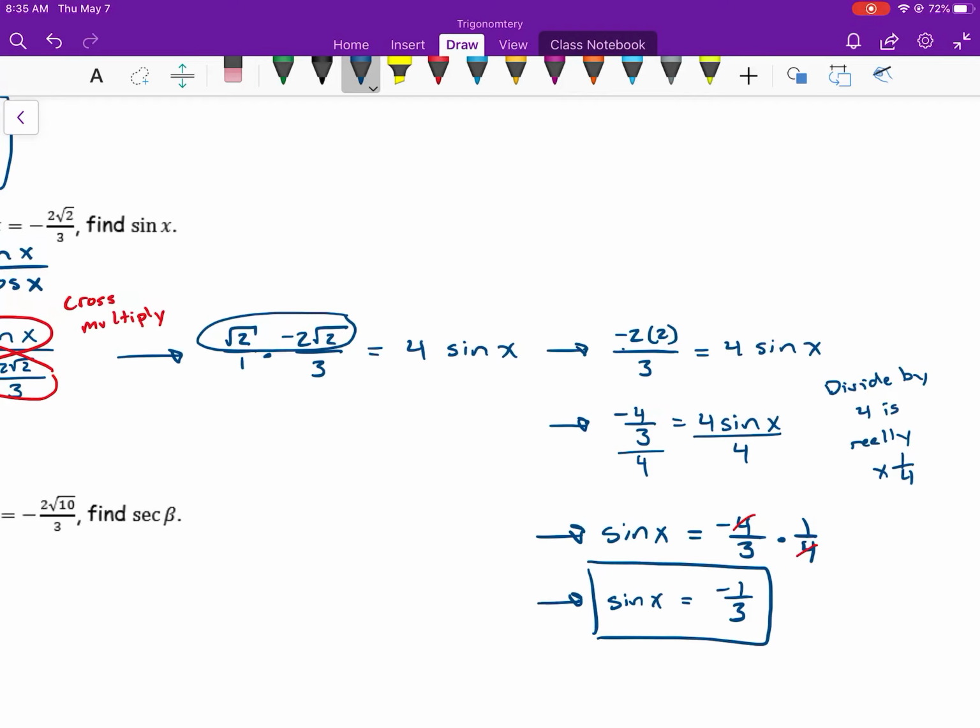It's a lot of playing with fractions, flipping fractions, okay? So again, when you divide, remember it's basically flipping and multiplying the fraction.